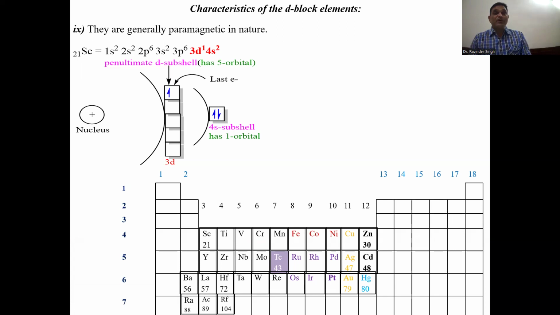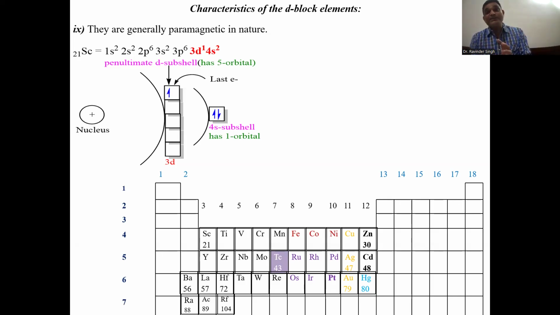So how can we find whether a particular element is paramagnetic in the neutral state or the ionic state? Just write down its electronic configuration. If the examiner asks whether scandium is paramagnetic or not, you will say scandium is paramagnetic due to the presence of one unpaired electron in 3d. If the examiner asks about scandium in the +2 state, when you lose the 4s2 electrons, there is still 3d1, meaning one unpaired electron. So scandium in the +2 state is paramagnetic.